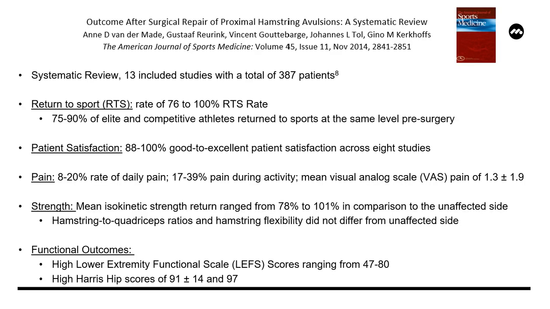Patients may expect high return to sport and satisfaction after hamstring repair. One systematic review of 13 studies and 387 patients found that 75 to 90% of elite and competitive athletes return to sport at a pre-surgical or pre-injury level, and high patient satisfaction has been reported throughout the literature. Pain scores are typically low, although some may have pain during activities. Hamstring to quadricep strength ratios have not substantially differed from the contralateral leg, and functional outcome scores reported are high.